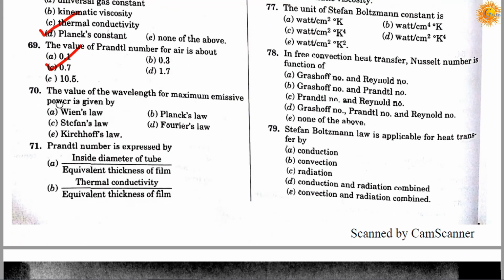Question number 70. The wavelength for maximum emissive power is given by option A, Wien's law, option B, Planck's law, option C, Stefan's law, option D, Fourier's law, and option E, Kirchhoff's law. Correct answer is A, it's Wien's law.